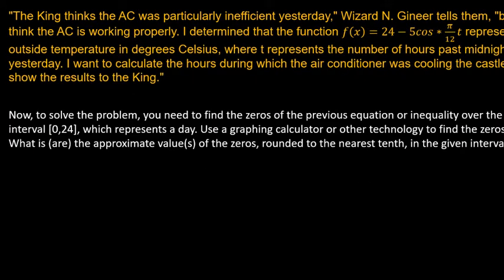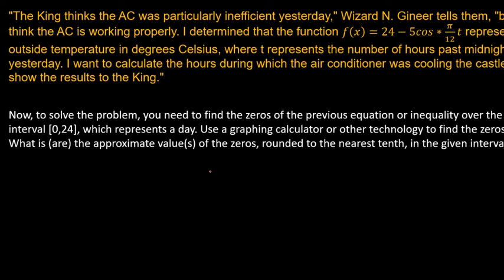So it says, to solve the problem, which is, we're talking about whether the AC was functional. To solve the problem, you need to find the zeros of the previous equation or inequality over the interval 0, 24, which represents a day. And looking at my presentation now, I realize that it's being cut off a little bit. Don't worry, all the text I have on the screen, I just copied and pasted from your project. So if it cuts off and you feel that you need to read it, just read it in the project.